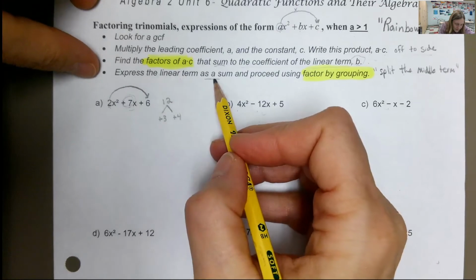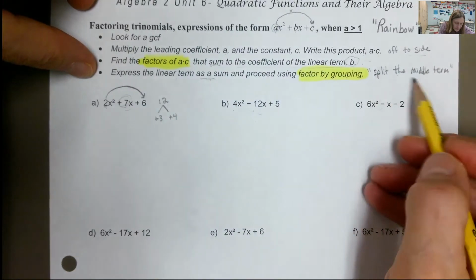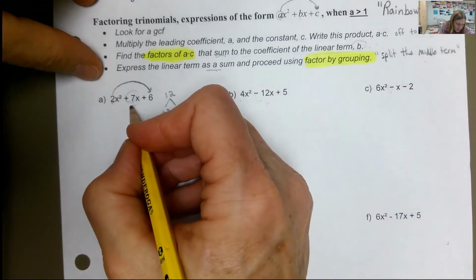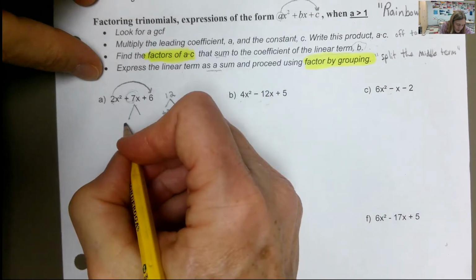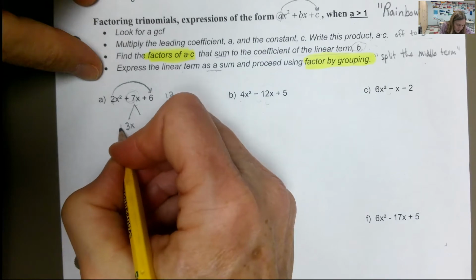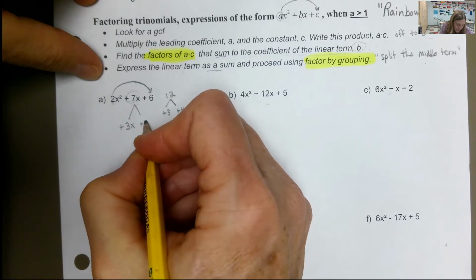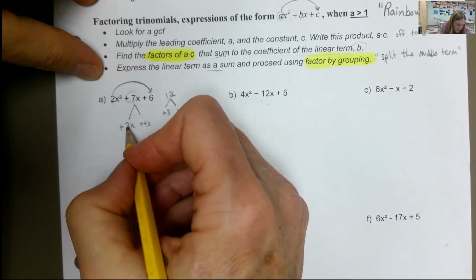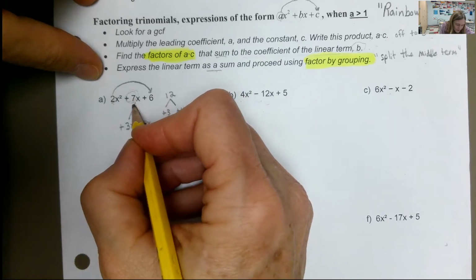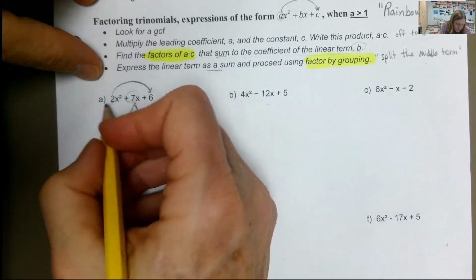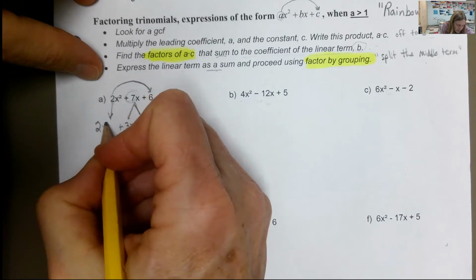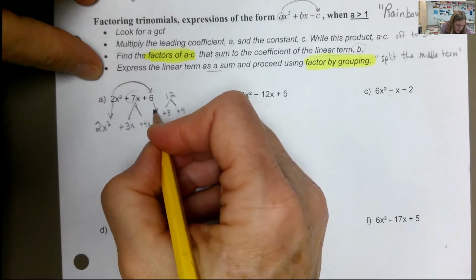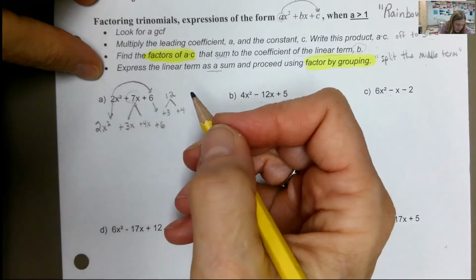Now we're down to the last step, and we're going to split the middle term, which means we're going to split this 7x up into this plus 3x and plus 4x, because as you know, 3x plus 4x equals 7x. So we're just splitting this middle term. We're going to drop the 2x squared down. That does not change. We're going to drop the 6 down. That does not change.